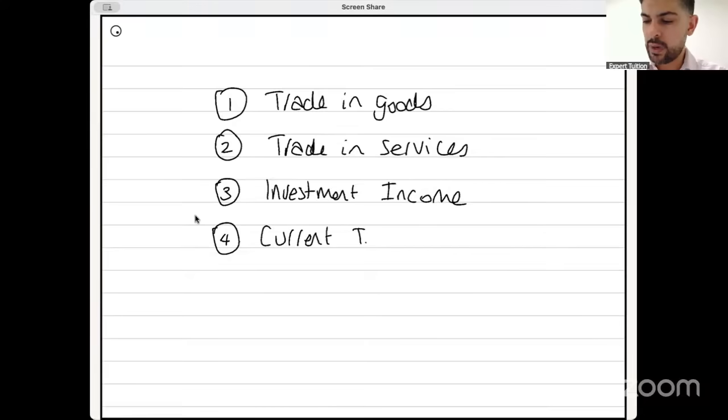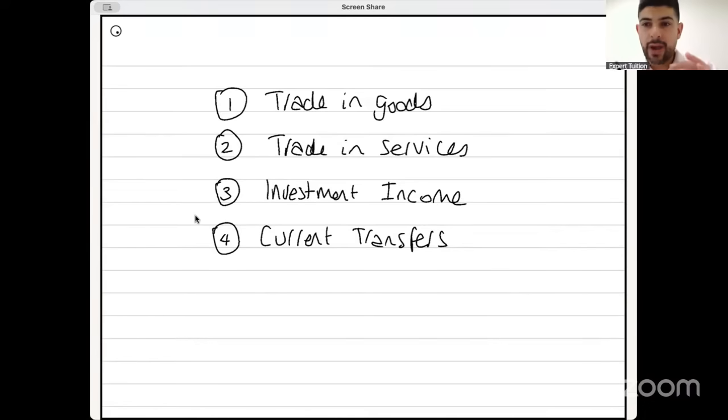Current transfers is where money is going in or out of the economy, but there's no corresponding good or service. So, for example, remittances, which means that if you work overseas and send money back to your family, money's leaving the economy, but nothing is coming back in return. Or international aid. International aid is you're sending money to, let's say, Ethiopia. Money leaves the UK economy. You're not expecting to get anything in return. Maybe feel good about yourself. But does that make sense? Right. Why is this important?